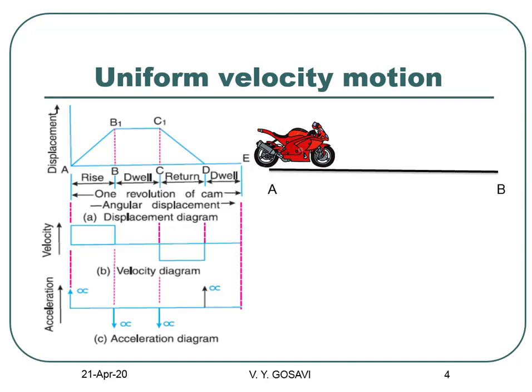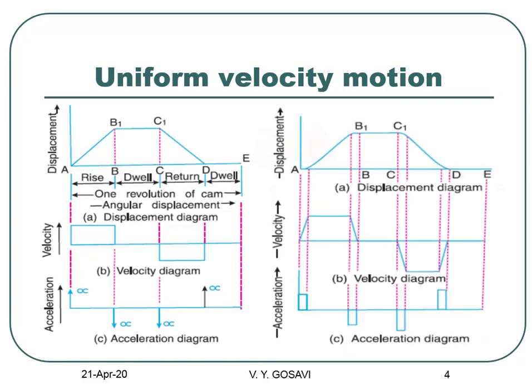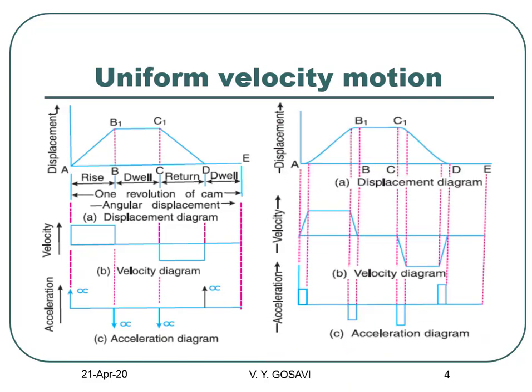However, it is impracticable. In order to have the acceleration and retardation within finite limits, it is necessary to modify the conditions which govern the motion of the follower. This may be done by rounding off the sharp corners of the displacement diagram at the beginning and at the end of each stroke. By doing so, the velocity of the follower increases gradually to its maximum value at the beginning of each stroke and decreases gradually to 0 at the end of each stroke.